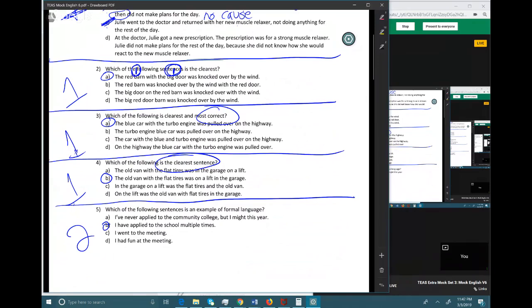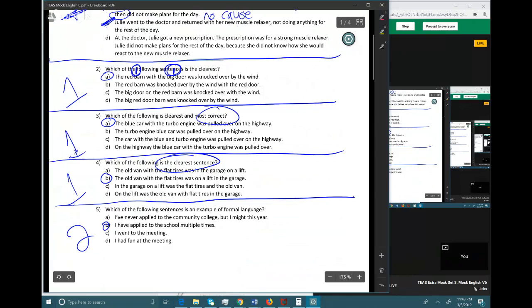It's also true that you would have to say red barn before you could say big door, because you can't say big door and then mention that you're talking about a door that's on a barn, right? So what's wrong with some of the answers that I didn't pick? I picked A.